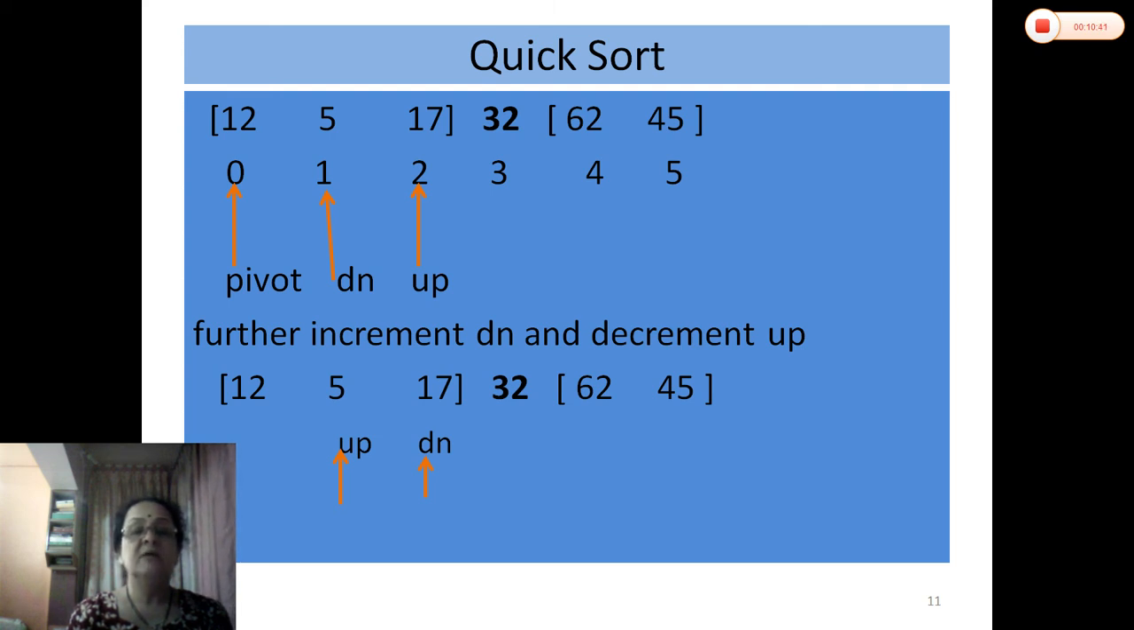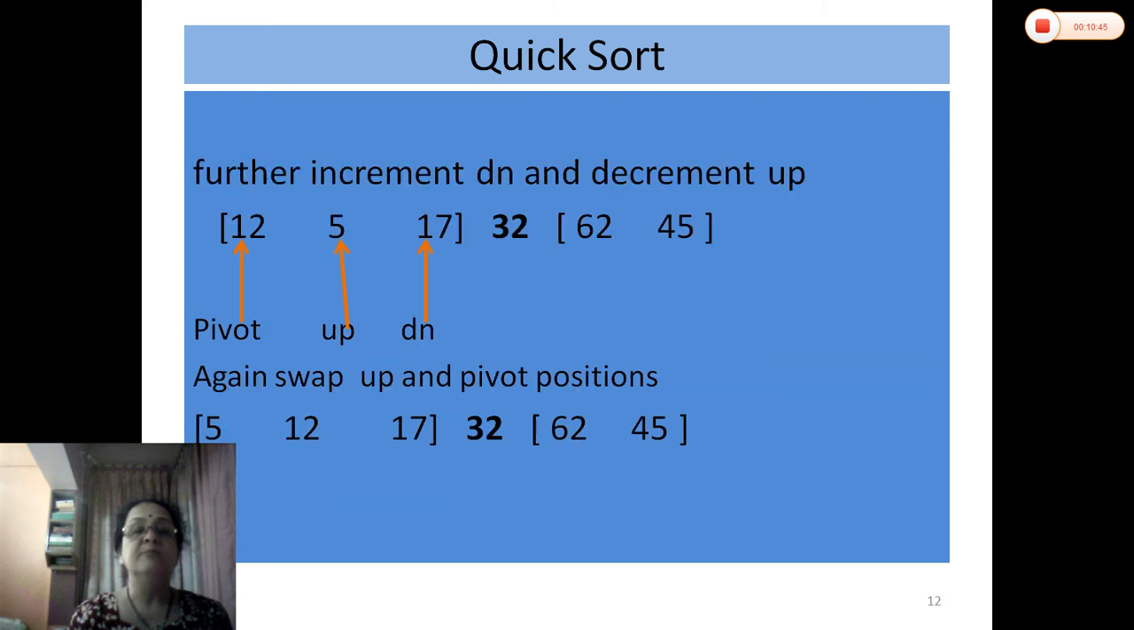After this, we are getting the crossing point of up and down. So we swap up and pivot positions. So what we get is 5, 12, 17. Up and pivot positions are swapped. So 5, 12 and 17. The remaining array as it is. So 32, 62 and 45.